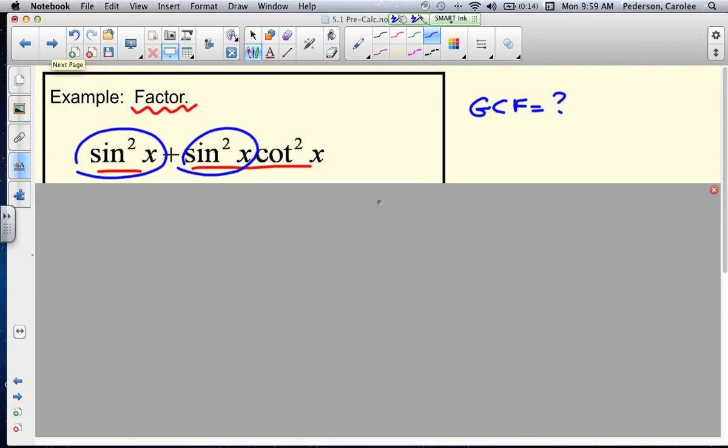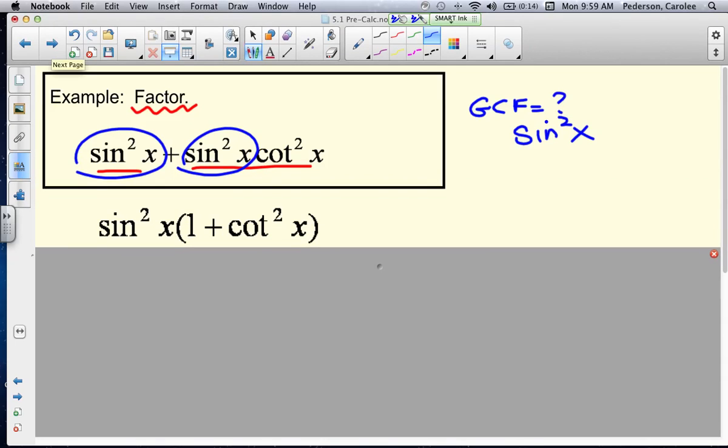So what am I left with in the first term then? In the first one, if I took out that sine squared of x, I'm left with 1. If I take the sine squared of x out of this one, I'm left with. So the sine squared of x is your GCF. So we're left with 1 plus cotangent squared of x.